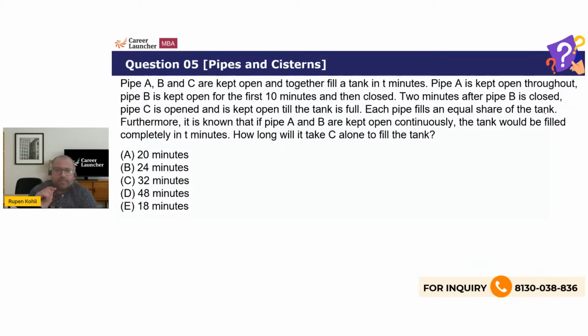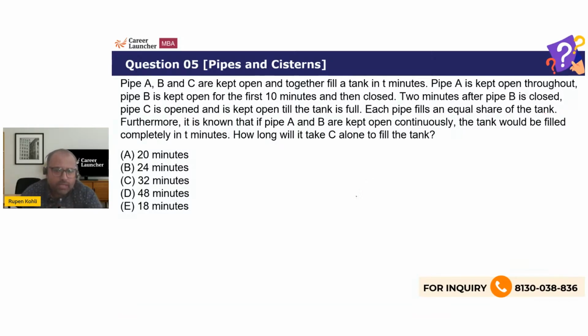In terms of that variable, there is an initial situation, right? A is kept open throughout this, and it takes T minutes. Now another situation, a second scenario: if A and B are only kept open continuously, and C is not there, the tank is filled in T minutes. Very interesting. How long will it take C alone to fill the tank?